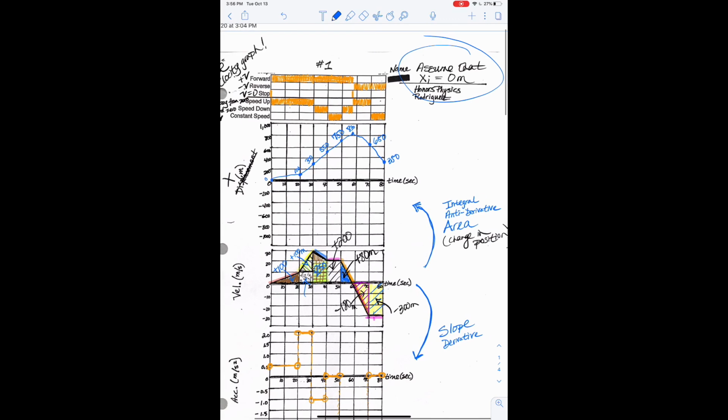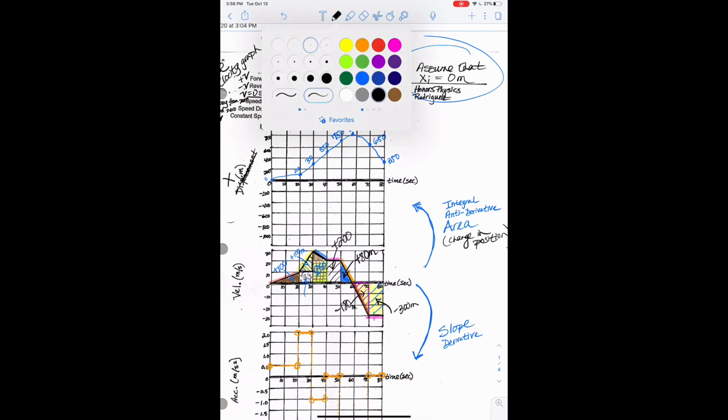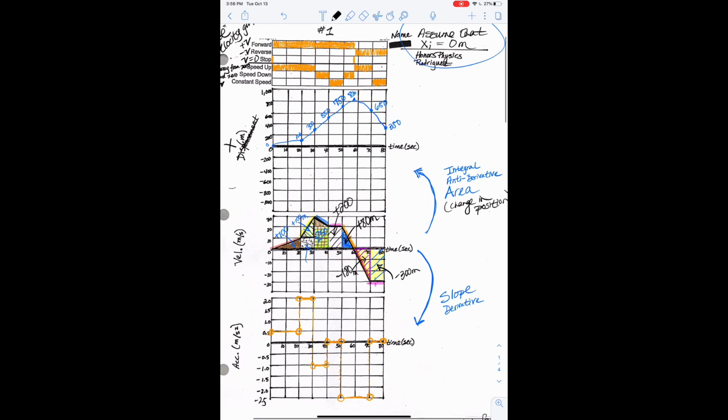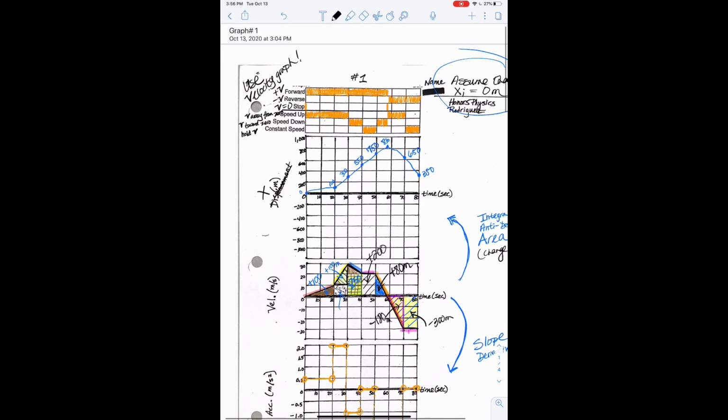So long story short, use area to go back to position versus time, slope to go forward to acceleration versus time, and then to answer these questions up above, use the velocity versus time curve, and that's it.